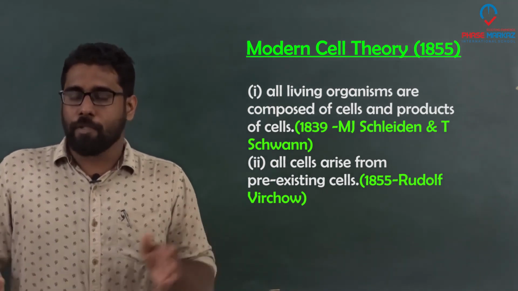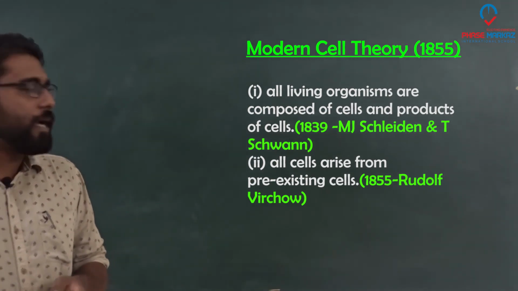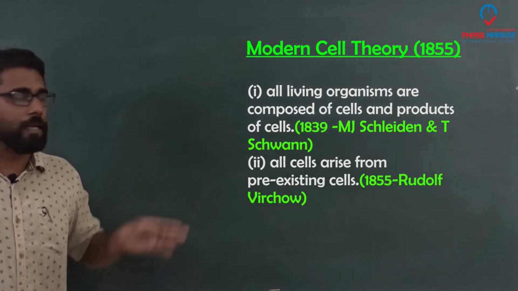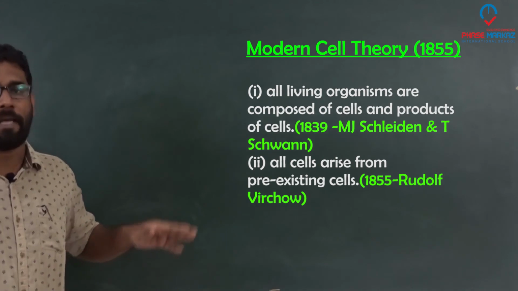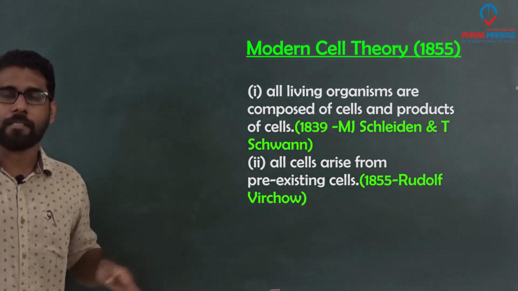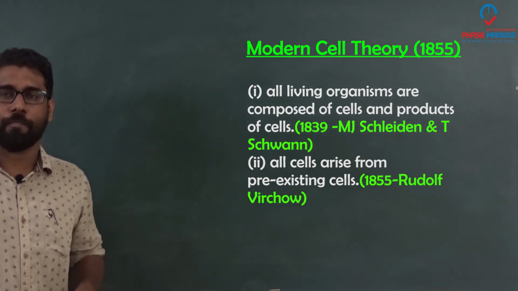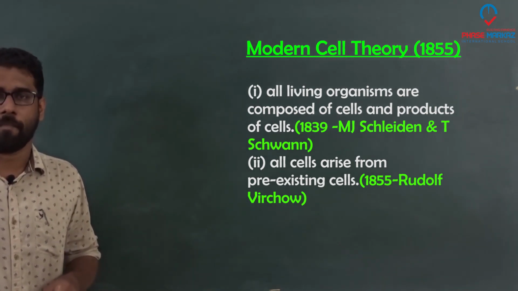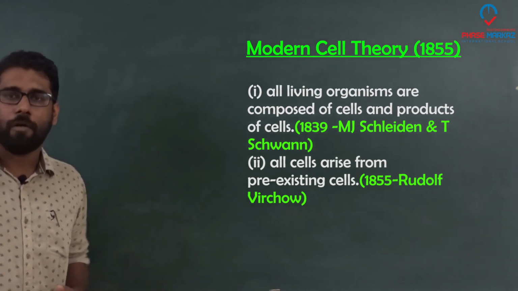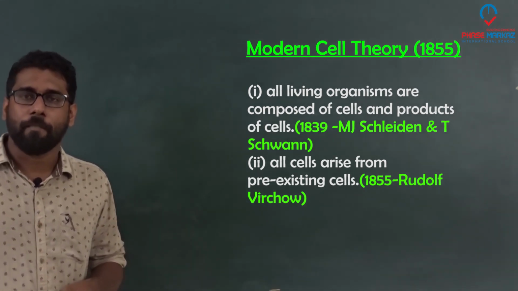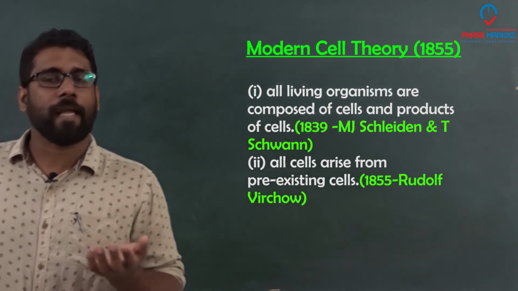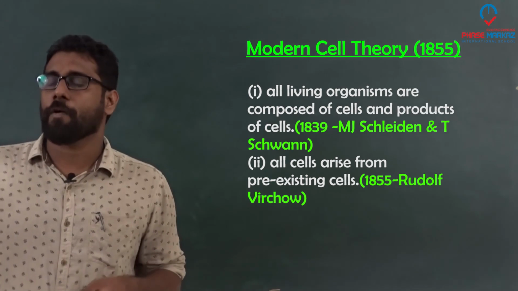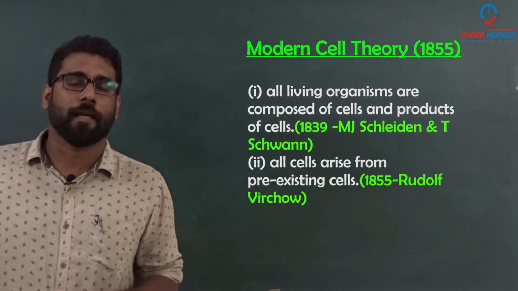Up to this part, a lot of questions have been asked for NEET and AIIMS. So who proposed the cell theory? Three scientists: Matthew Schleiden, Theodor Schwann, and Rudolf Virchow. These three altogether proposed the cell theory known as the modern cell theory. Keep in mind, this is what we call the cell theory. Now we know all organisms are composed of cells and their products.